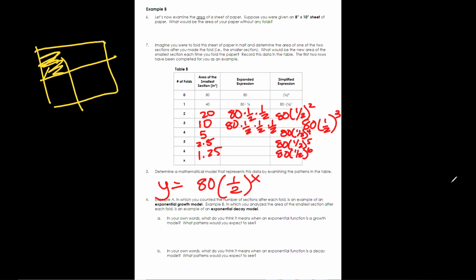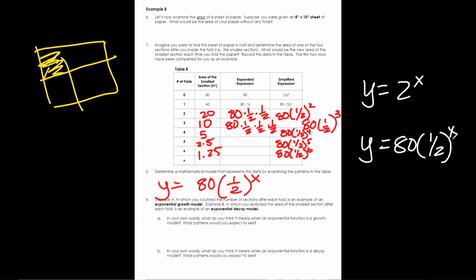Okay, now in example A, on the paper on the previous page, that was an example of a growth model. On the one on the back, that's an example of a decay model. So really quick, on the front, we had this equation. On the back, we had this equation. What's the difference of these two?